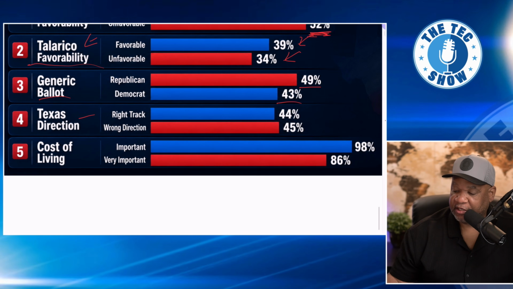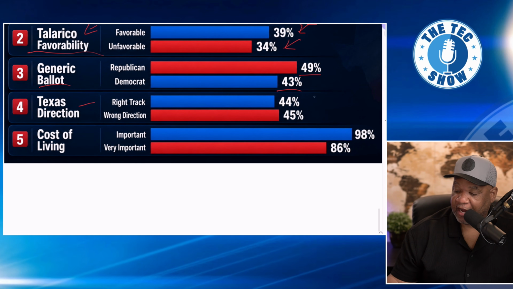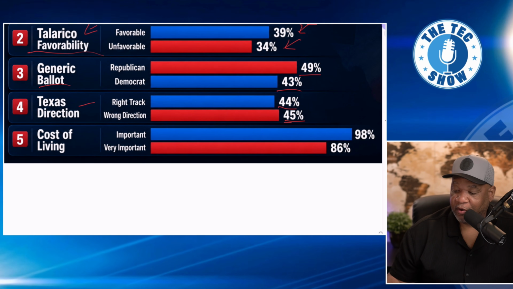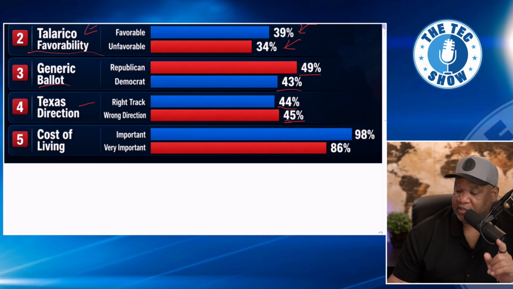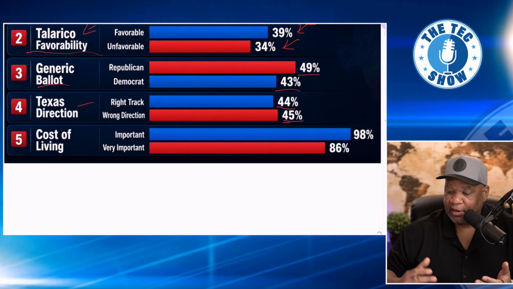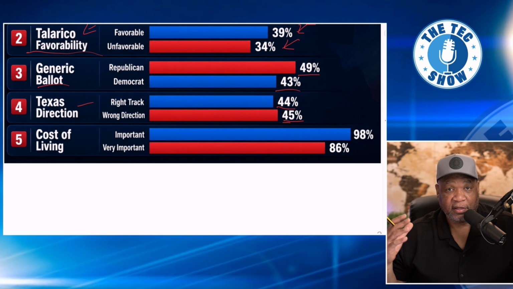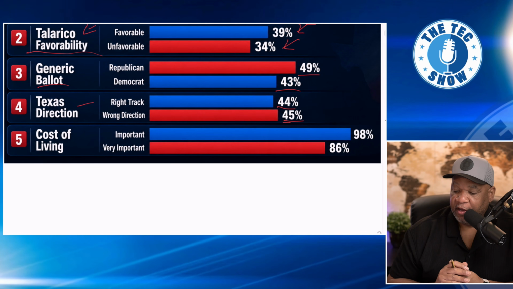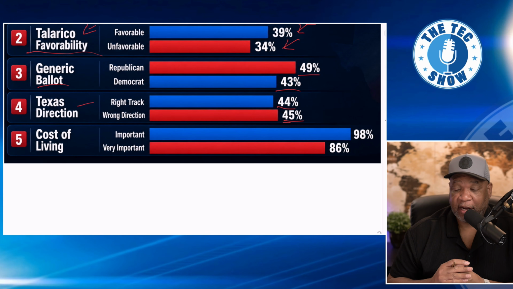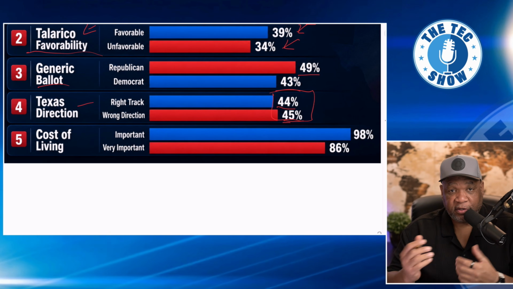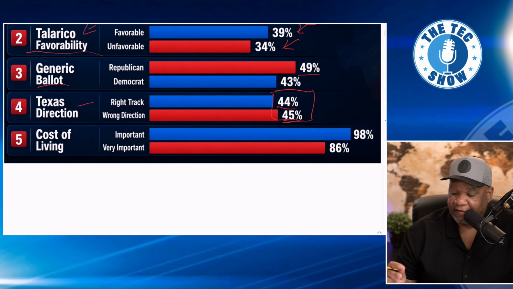Okay, Texas direction here. Right track, wrong track. So right track, 44%. Wrong direction, 45%. Now, this is very interesting because just looking at what's going on right now with the economy, with gas prices, with the war in Iran, all of the different situations that we're in right now, you still have Texas voters saying that they pretty much feel that we're on the right track, and that's a large number. And so it's a coin flip in this category. It's pretty much 50-50 as far as wrong direction, right direction. So I find that very interesting.